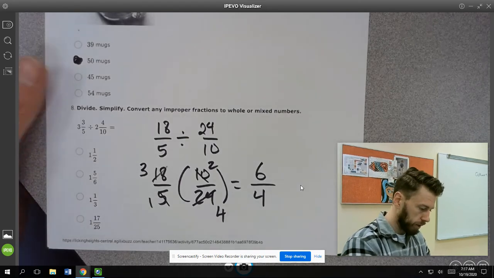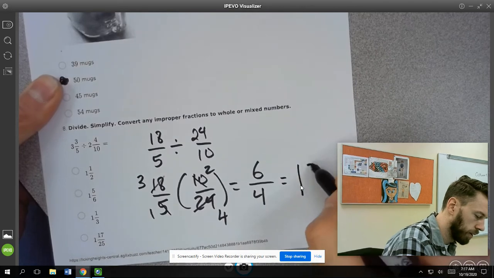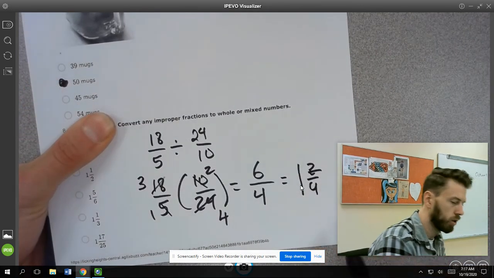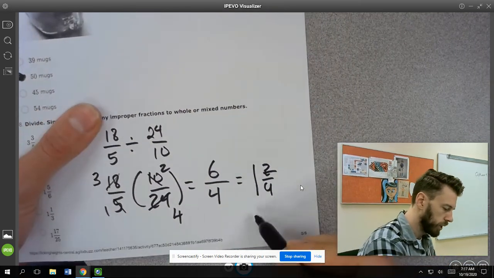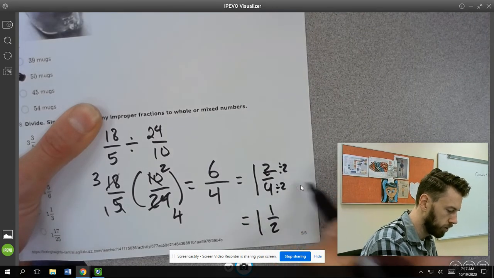So this needs to be divided, obviously, because it's improper. 4 goes into 6 one time with 2 left over, so 1 and 2/4, which is equivalent to 1 and 1/2, because these can be divided by 2.